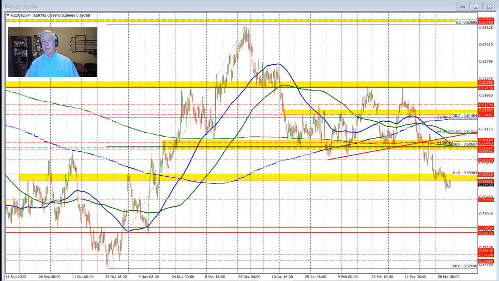Get above that level, it tilts the bias a little bit more to the upside with work to do. If we stay below that level, then we have the sellers remain in control with the potential to head down toward the 0.5860 type area on the downside for this currency pair.